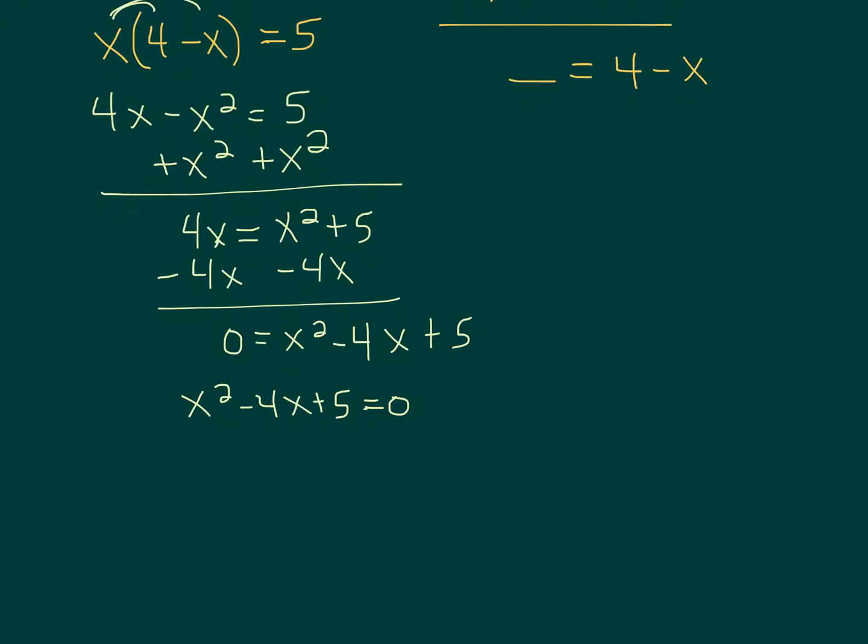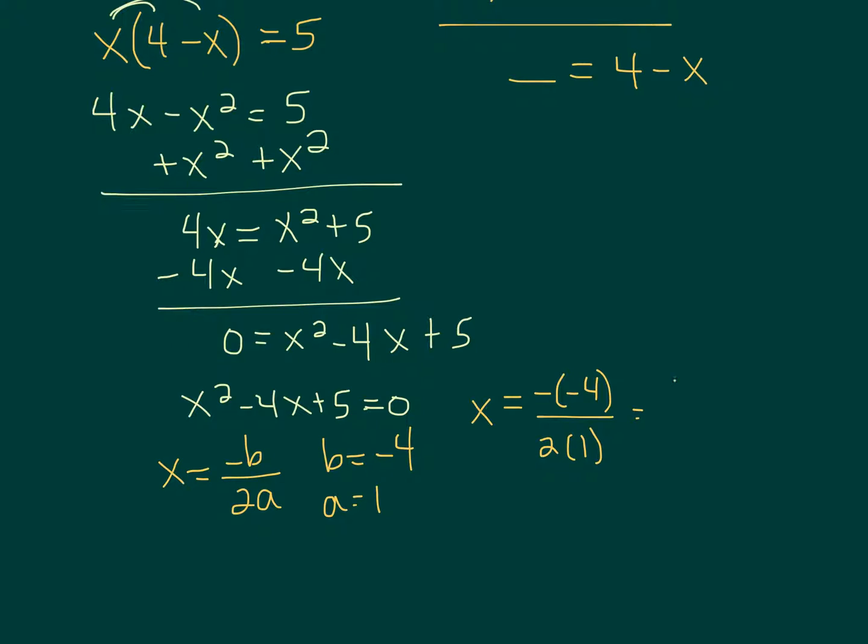So I'm going to solve this by graphing. We've got to do x equals negative b over 2a. And so b is equal to negative 4, a is equal to 1. So when we plug that in, we get negative of a negative 4 over 2 times 1. It's positive 4 over 2, which is 2. So x equals 2 is our axis of symmetry and our x value of our vertex.